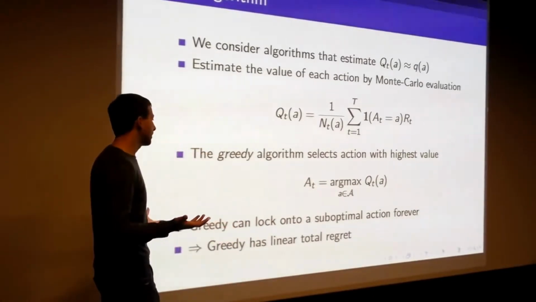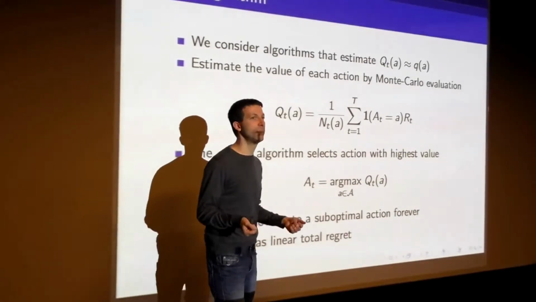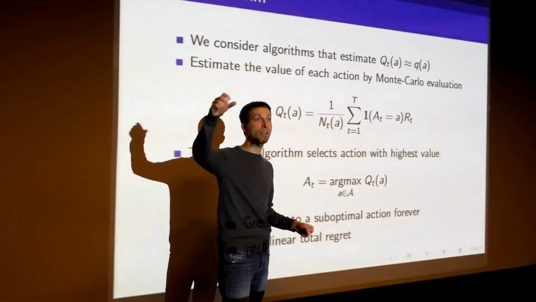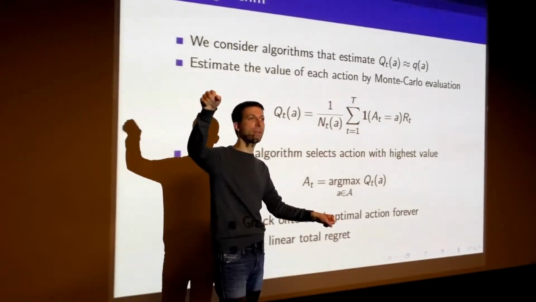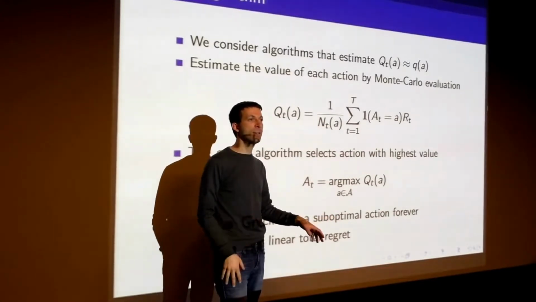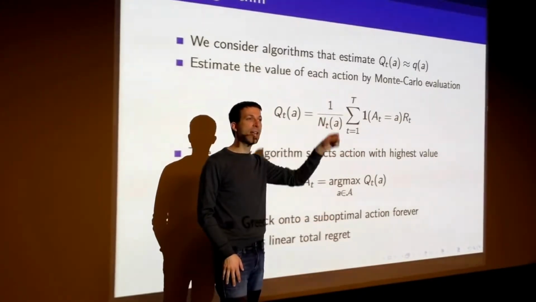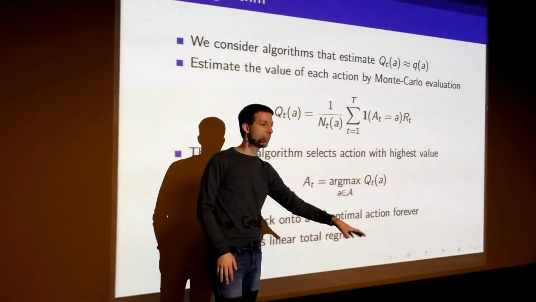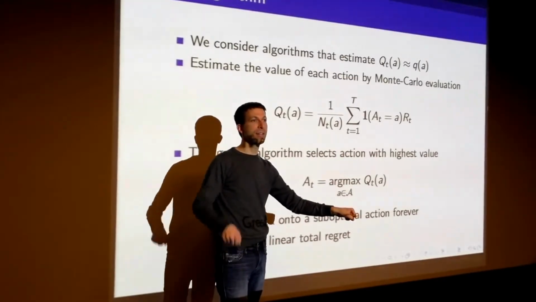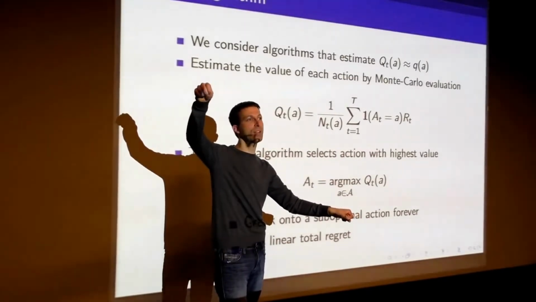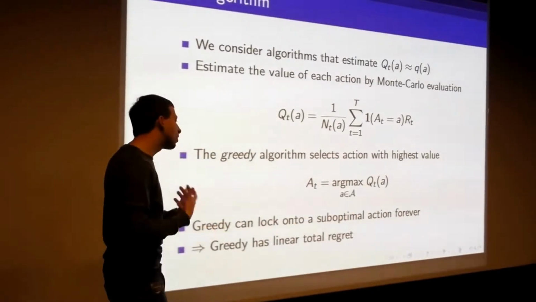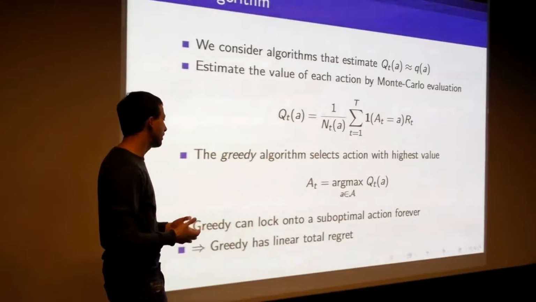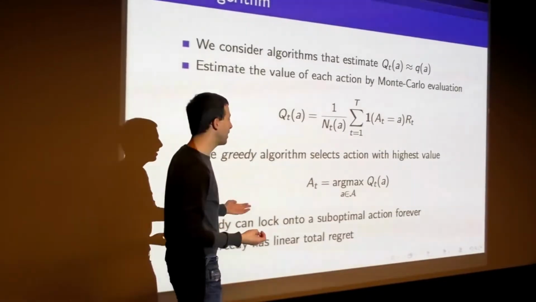And the obvious problem is that it can lock onto a suboptimal action forever. Like I might try this action and it looks good, and I thought this action was bad, so now I just keep applying this action forever. Or even I try this action and I try it again and I'm just a little bit unlucky, so I end up thinking its value is bad, and then I try this action once and it looks better, and I just keep trying it. So you can lock onto suboptimal actions forever, and as a result, greedy has a linear total regret.